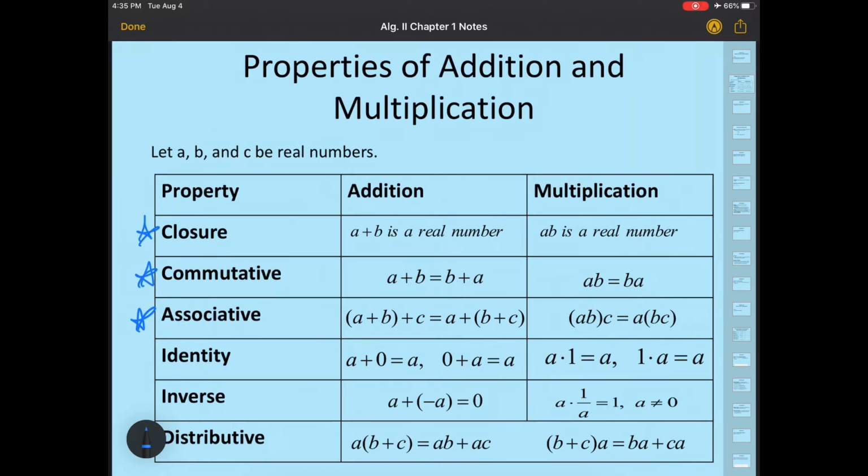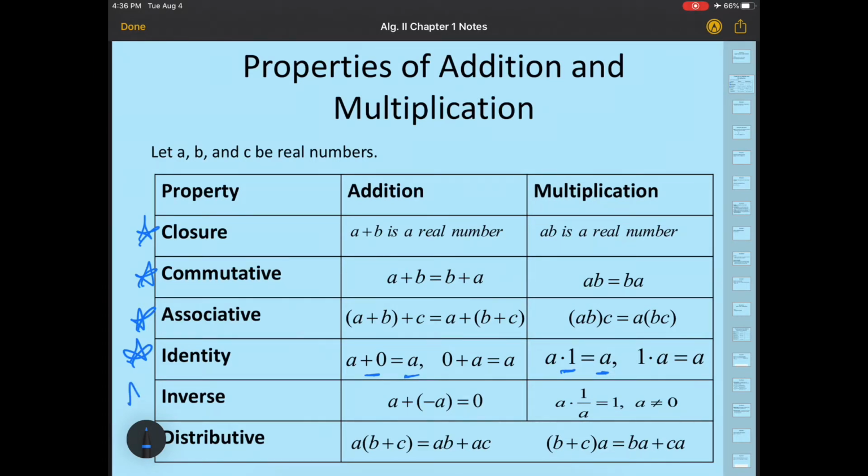Or if I multiply A and B first and then multiply by C, well, let me switch it around and do B times C first and then multiply by A. The identity property is basically if I have a number and I add it to 0, I'm still going to get that same number I originated with. Or in the multiplication way, if I multiply a number by 1, I'm still going to get that original number. Any way you do it.